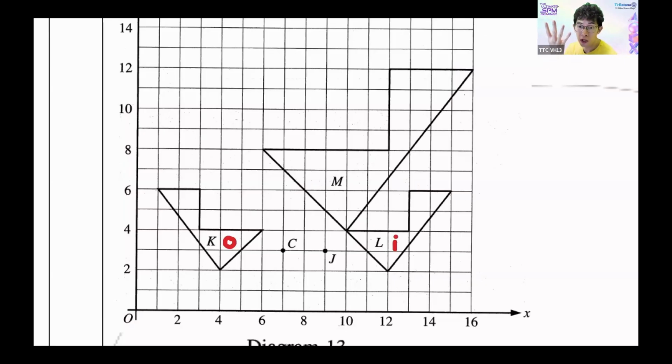Four kinds of transformation, mark right now. We have translasi, pantulan, putaran, pembesaran. So under the English version, we have translation, reflection, rotation, and enlargement. So which one? Nice. Actually quite obvious. This one is a very, very obvious reflection.